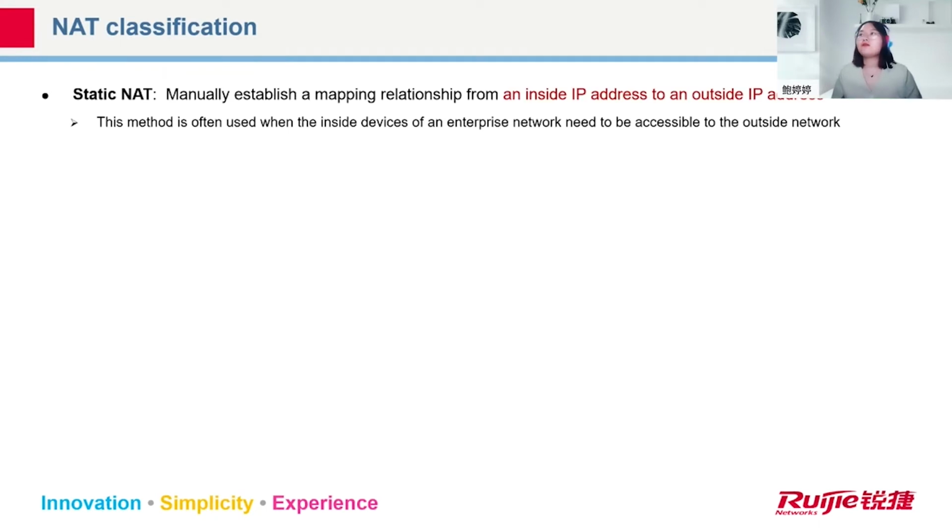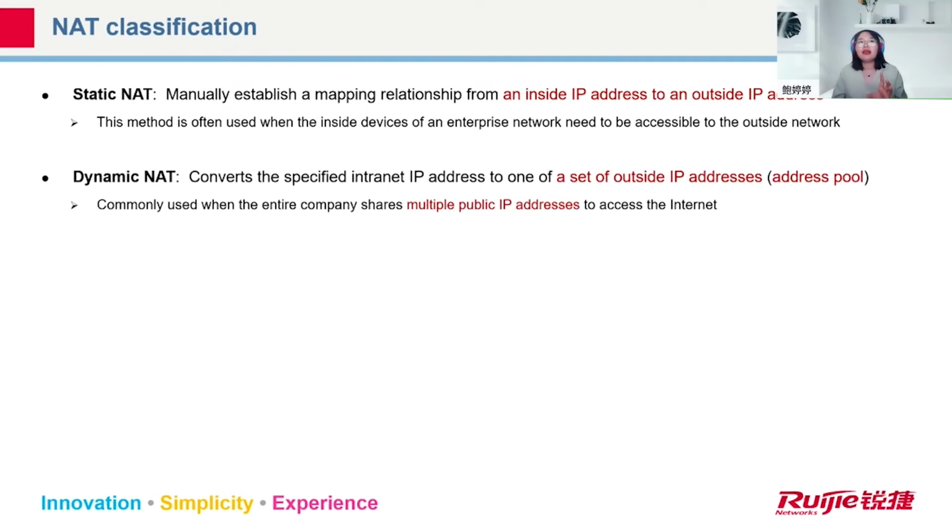And about the NAT classification, it depends on which part of the information should be translated. We can divide it into static NAT, where the inside IP address is translated rather than the outside IP address. We only translate the source IP information, and it's one by one.